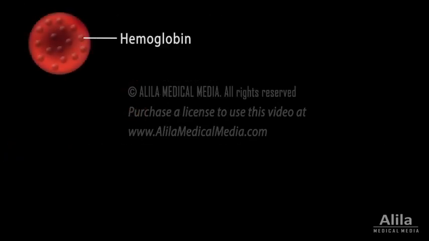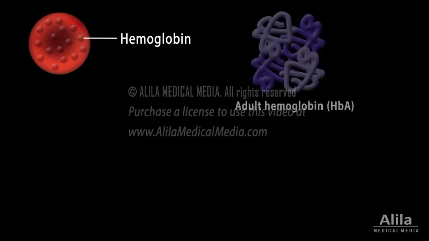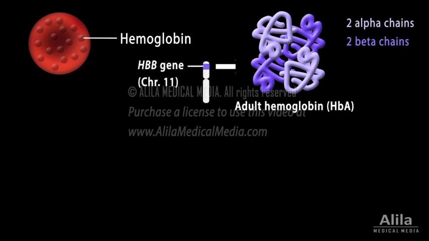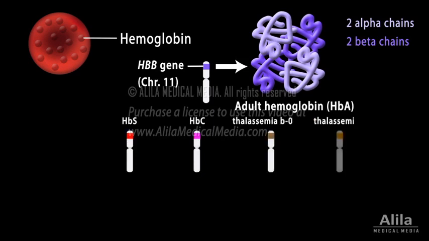Hemoglobin is the major component of red blood cells and is responsible for oxygen transport. The adult hemoglobin, or hemoglobin A, is composed of 4 protein chains, 2 alpha and 2 beta. The beta subunit is encoded by the HBB gene. Several mutations in HBB gene are responsible for the disease.